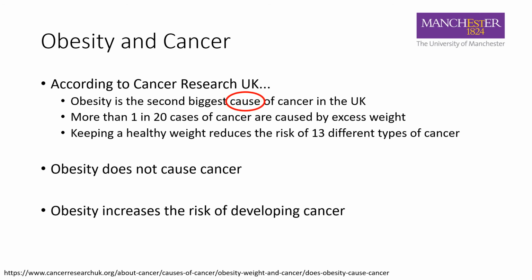So now that we've covered the distinct features that cancerous cells show, we now need to get back to the links between obesity and cancer. According to Cancer Research UK, obesity is the second biggest cause of cancer, with 1 in 20 cases being linked to an excessive weight. In fact, reducing your weight can actually decrease the likelihood of 13 different types of cancers.